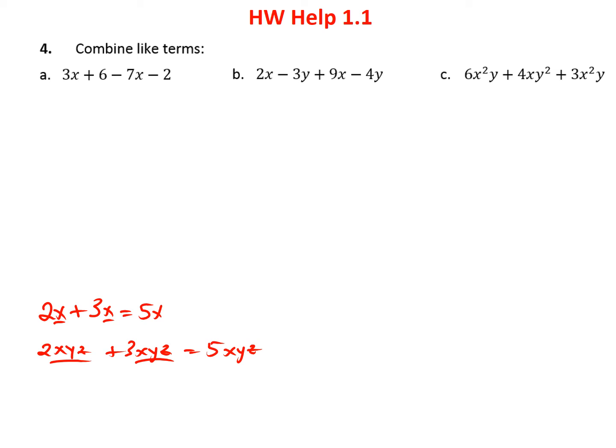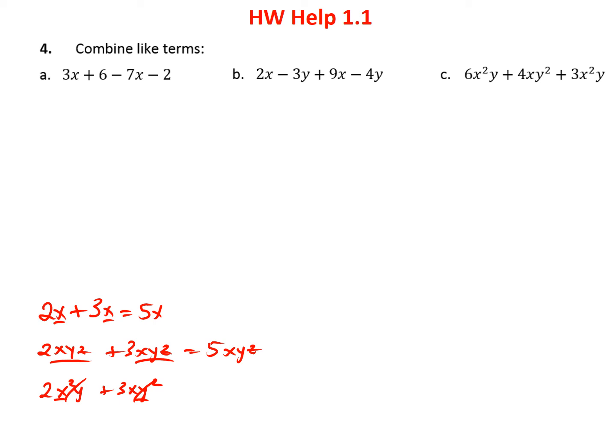What you can't do, and you've got to be careful, especially with exponents, is combine them if they're not the same. If I had 2x squared y plus 3xy squared, you might look and go, well, there's an x and a y and a square. But notice this is x squared, whereas this is y squared. So I can't add those together. They're not the same terms.